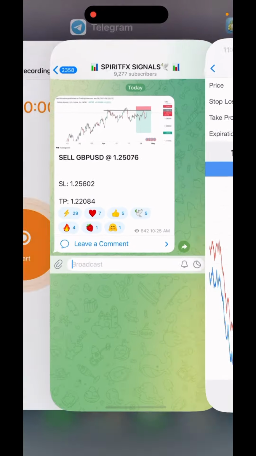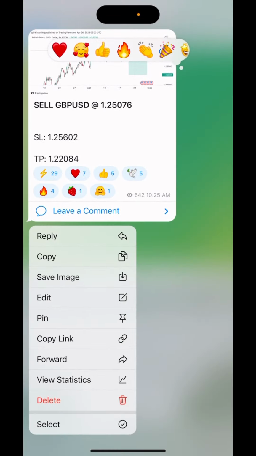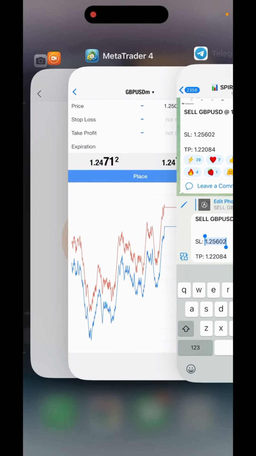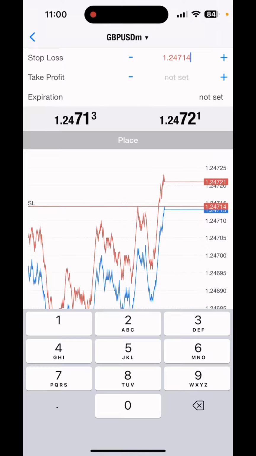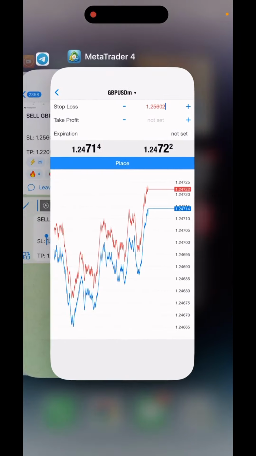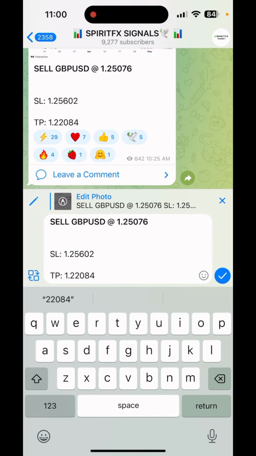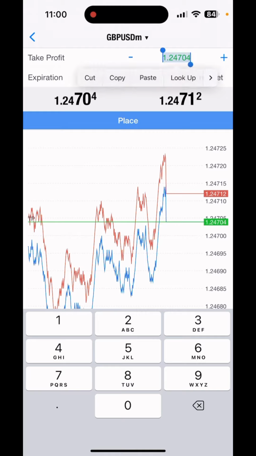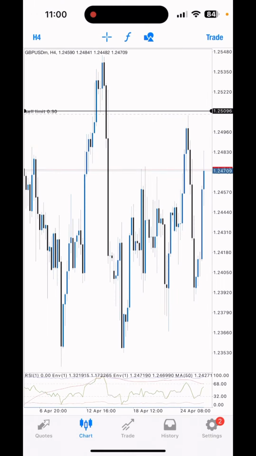You go back to the signal, edit it, take the stop loss, copy, come here, put the stop loss, paste. Now go on the signal again, take profit, copy, come back here and paste. Then you click place the trade. You've placed it.